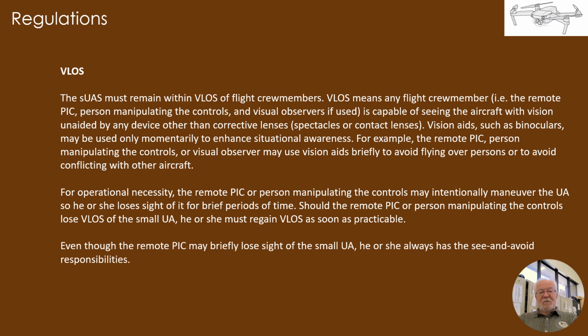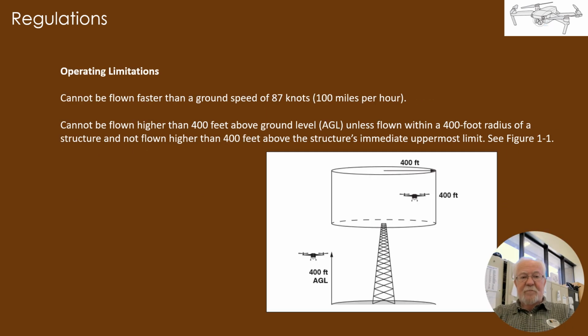Even though you may briefly lose sight of it, and it happens sometimes, you can't just stare at the UAV up there, because then you're not really scanning the sky. You need to scan little sectors of the sky every 10 seconds, moving your eyes back and forth. But as soon as you can, you need to focus back on the aircraft, because you're responsible for seeing and avoiding other aircraft, other drones, but also other manned aircraft.